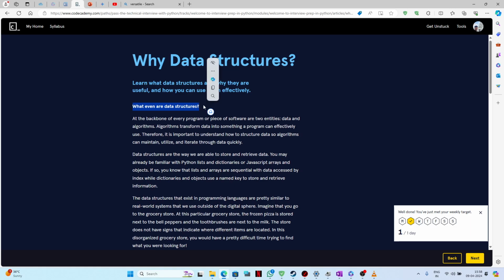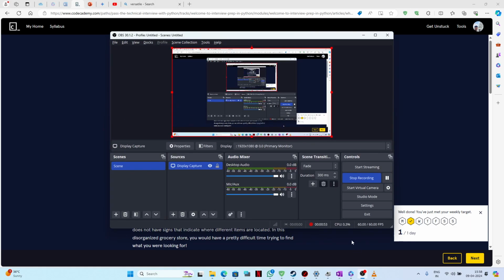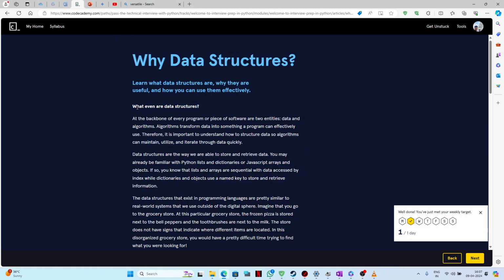What even are data structures? Okay, what are data structures? At the backbone of every program or piece of software are two entities, data and algorithms. Algorithms transform data into something a program can effectively use.